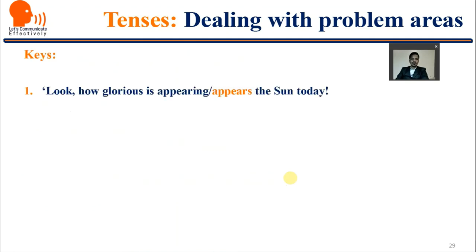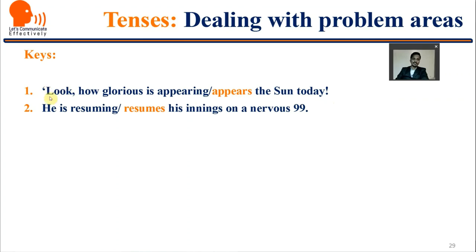Right. Look how glorious appears the sun today. You're talking about a universal truth, or an action or a time in the simple present. So it is glorious, not is appearing. It appears the sun, and look is the verb showing the simple present. He is resuming? No, he resumes his innings on a nervous 99, because it is a part of commentary. So he resumes his innings on a nervous 99.